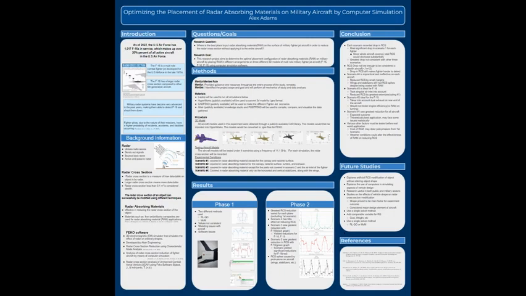In the third scenario, the aircraft was entirely covered except for the parts not covered in scenario 2 and the air inlet of the fighter. In the fourth and last scenario, it was covered only on the horizontal and vertical stabilizers and the wings.